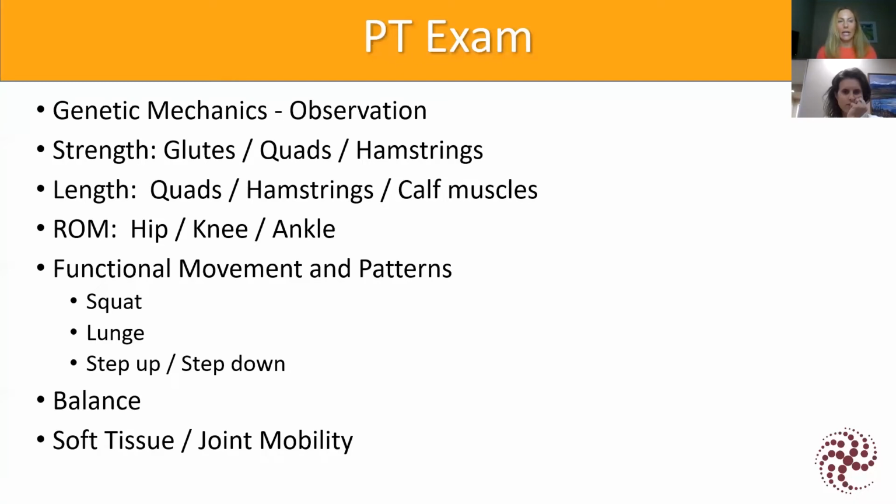So just alluded again to the genetics and mechanics. The strength of the glutes, the quads, the hamstrings are all really key. We assess this in detail when we start a relationship with the patient in the clinic. So looking at strength of those lower quadrant muscles as well as length of them. If the hamstrings are really tight, quads are tight, calves are tight, those are going to have an impact on the mechanics of the knee.